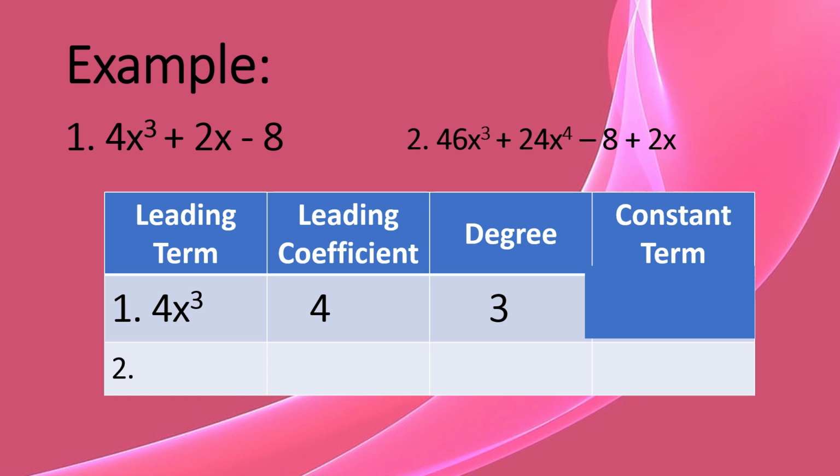The degree of the polynomial is 3. And the constant term, so our constant term is negative 8. It is the term without a variable.